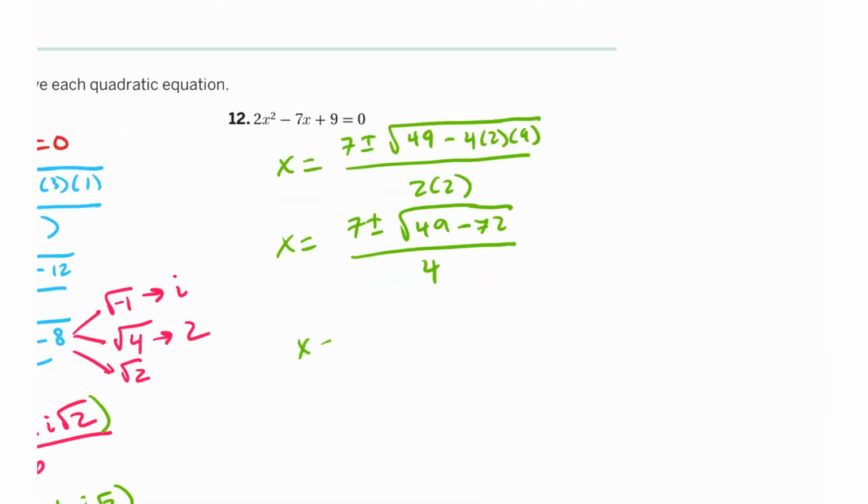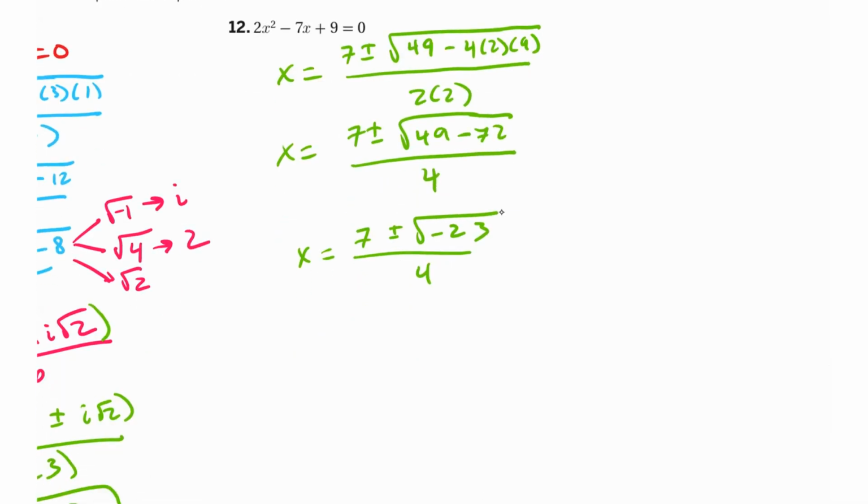And then x equals 7 plus or minus, and that ends up giving me the square root of negative 23, over 4. And this one we can only simplify by bringing out the i. Square root of 23 doesn't simplify to anything else. So our final answer here is 7 plus or minus i root 23 over 4.